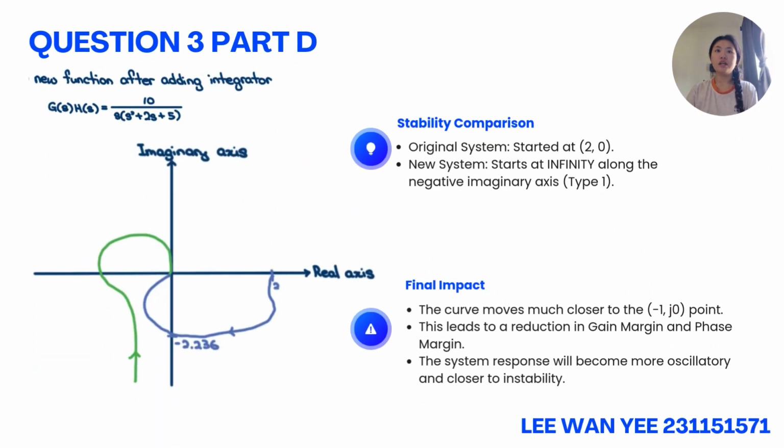Finally, in part D, if we add an integrator, the system becomes G(s)H(s) equal to 10 over s times (s squared plus 2s plus 5). This adds a constant -90 degree phase lag. The Nyquist curve shifts clockwise, moving closer to the critical point. Therefore, the stability margin decreases, making the system less stable or even potentially unstable.